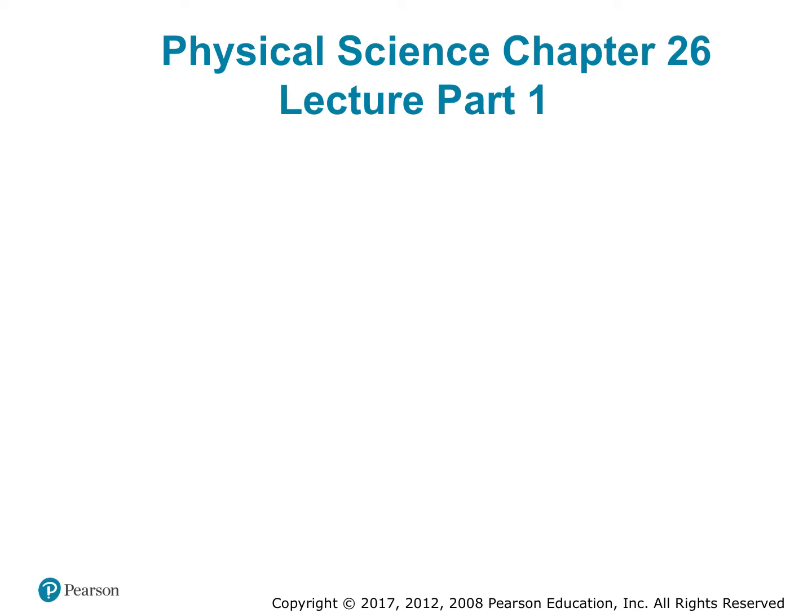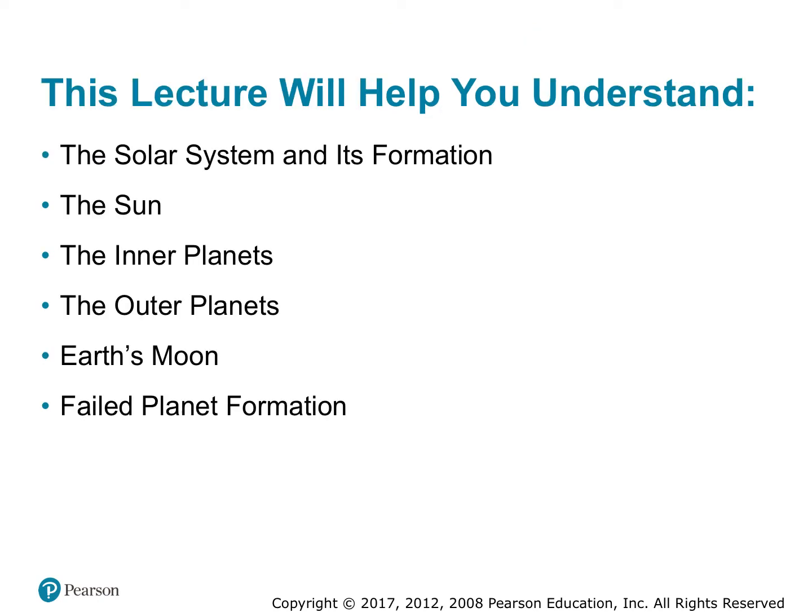Okay, now we're going to jump ahead to chapter 26, which is a chapter dealing with astronomy. Specifically, we're going to be looking at the solar system in this chapter. So we'll be looking at the solar system and its formation, the sun, the inner planets, or the so-called rocky planets, the outer planets, or the so-called gas giant planets. We'll also look at the Earth's moon, and also a little bit about failed planet formation towards the end.